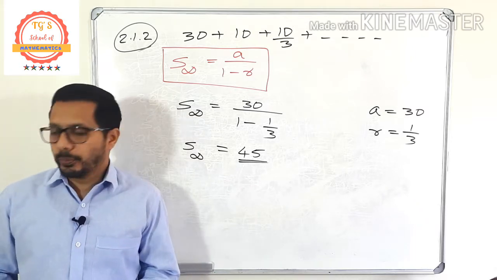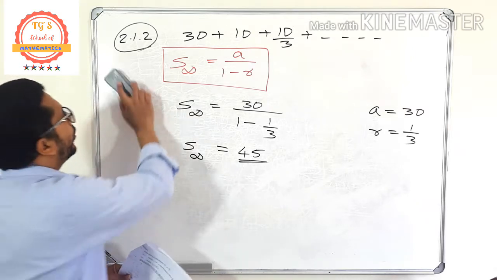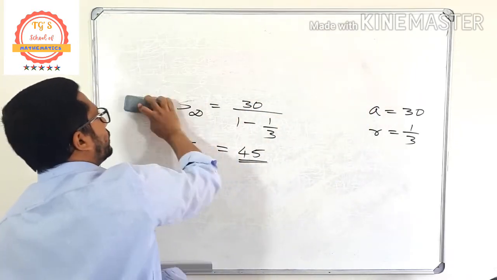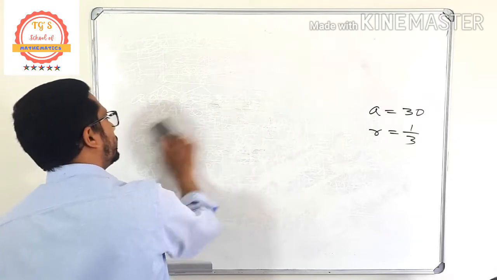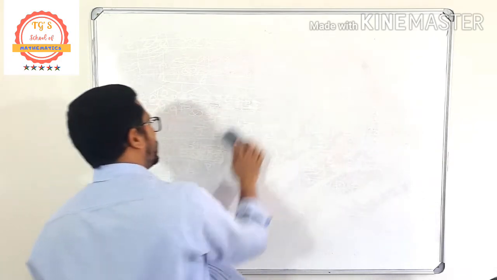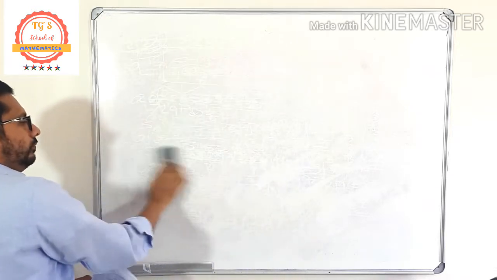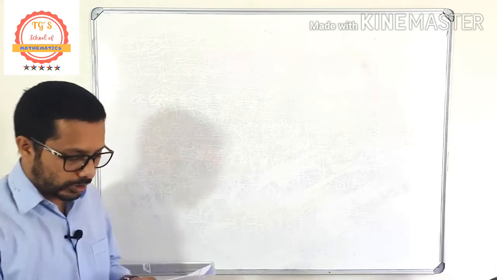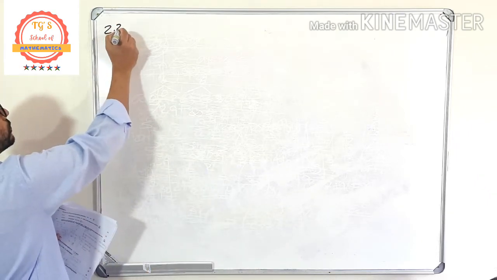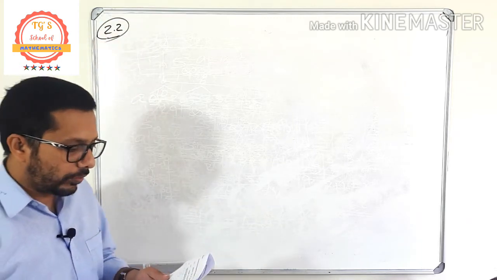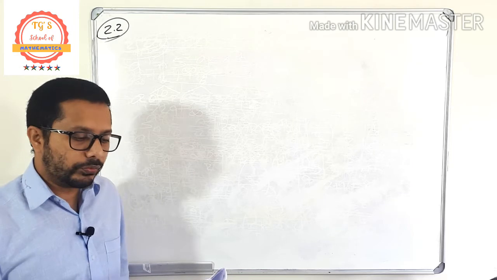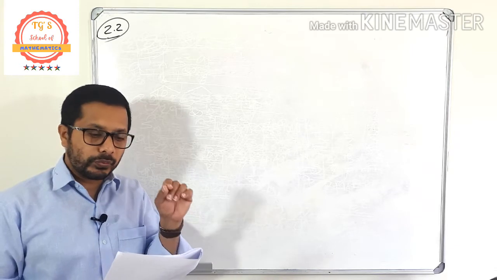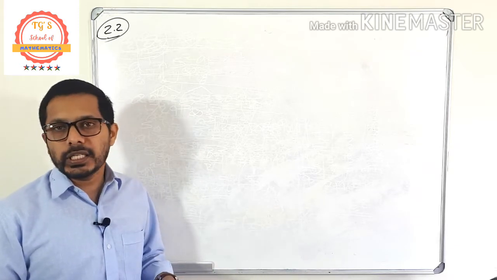Now let's go to question number 2.2. What is question number 2.2? That's an interesting question. Derive a formula. Question number 2.2. Derive a formula for the sum of the first n terms of an arithmetic sequence.